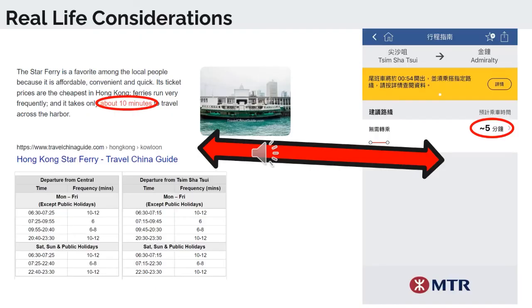We can explain with some real-life considerations. For example, Star Ferry usually takes 10 minutes to cross the harbor. However, MTR only takes half of the time and without any waiting and traveling time, so people might choose MTR over Star Ferry.